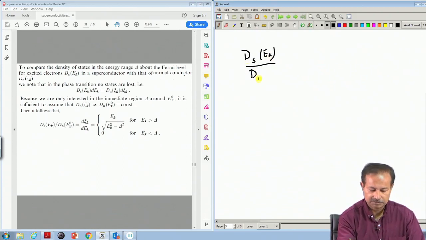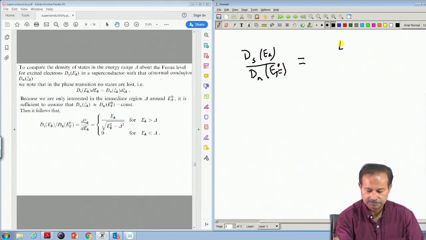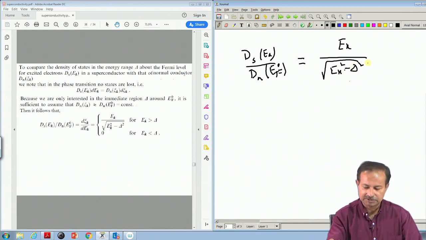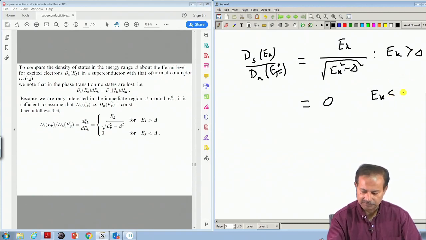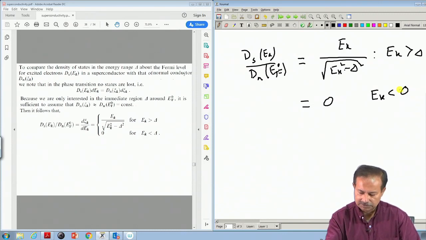D_s of E k by D_n at the Fermi level is equal to E k by root over E k square minus delta square. Now, you can easily see that this is ill defined unless E k is greater than or equal to delta, and it has to be 0 for E k less than or equal to delta. So, at delta it diverges.